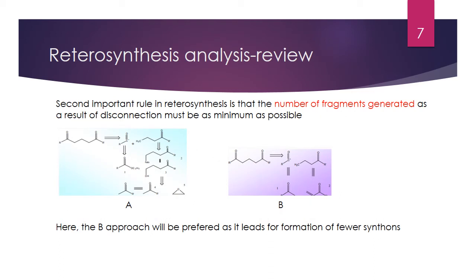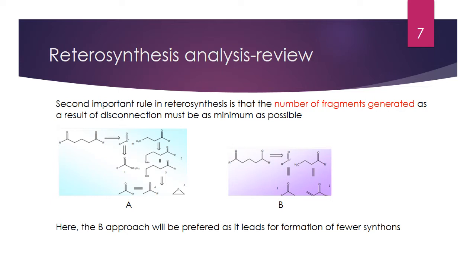The second important rule in retrosynthesis is that the number of fragments generated must be minimum. Again, we have the same product and we are considering how to make this. So again we go for retrosynthesis. We break the bond between the carbonyl and the CH2, so we get two fragments. Here we have a positively charged fragment and a CH2 here.